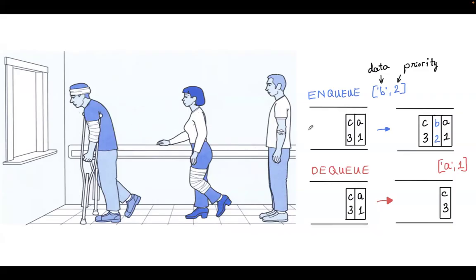So if we enqueue something with priority, so if we have A with priority 1, C with priority 3, and then we enqueue B with priority 2, B skips over C, and now is before that. And then when we dequeue, we'll dequeue the highest priority thing at a time.